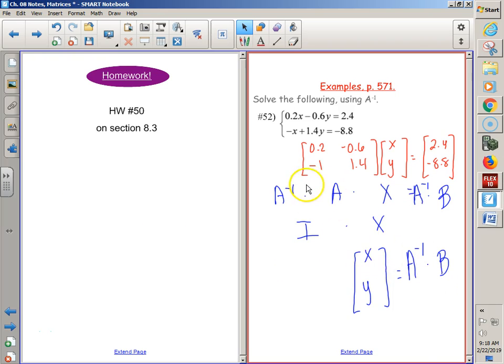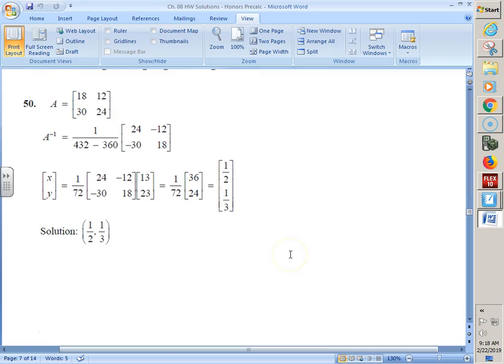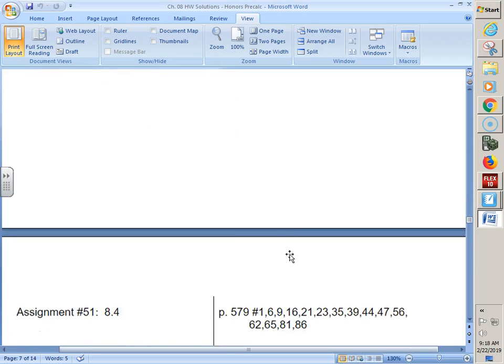So some of you might have gotten confused, but once you see what you need to undo, find its inverse and multiply that on the other side to solve. That's what's going on. The final solution is 1/2, 1/3. And then we're done.